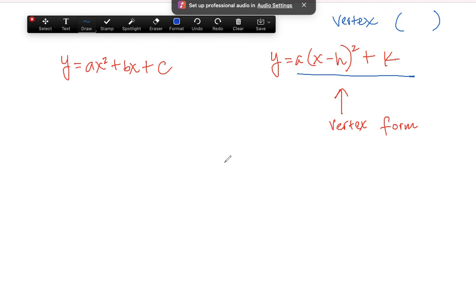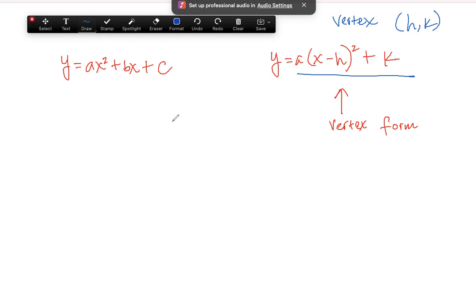Isn't it like h comma k? Yeah, there you go. Beautiful. So h comma k. Now, what is the meaning of the vertex, not what are the coordinates? It's like the highest or lowest point on the graph. Yeah, bingo.